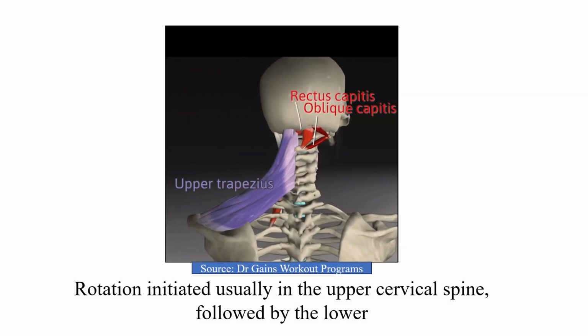So in an ideal scenario, rotation is again initiated in the upper cervical spine, precisely in the atlantoaxial joint, then followed by the lower cervical spine.